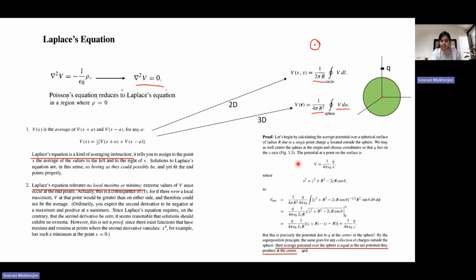Okay, it's an average value. So whatever maxima or minima there are have to be on the surface enclosing the volume. It has to be outside. Okay.